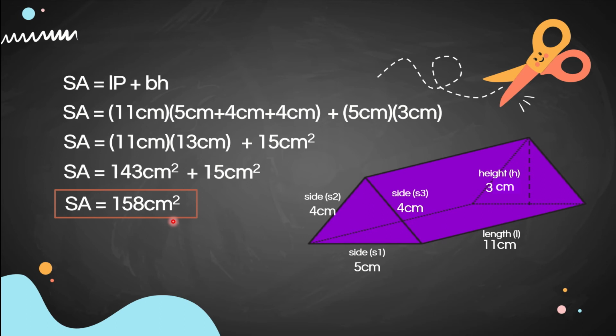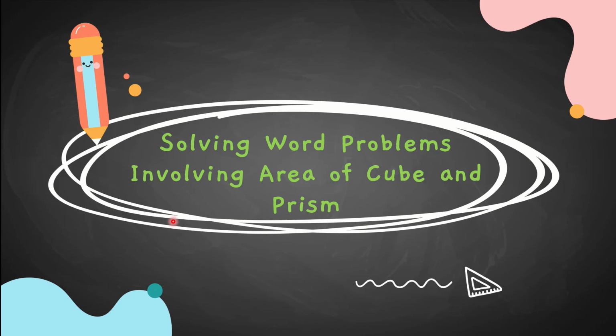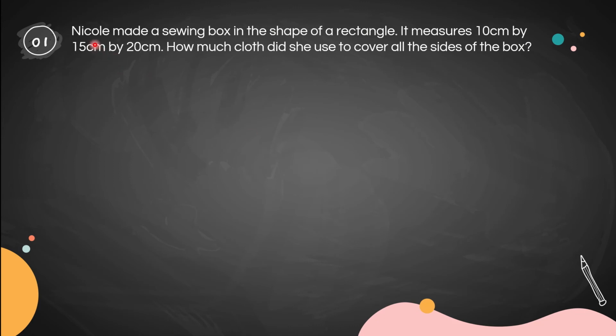Let us now solve word problems involving the area of cubes and prisms. Nicole made a sewing box in the shape of a rectangular prism. It measures 10 centimeters by 15 centimeters by 20 centimeters. How much cloth did she use to cover all the sides of the box? So to solve the given problem, all you have to do is to use the UPS. U is to understand, P is to plan, and then S is to solve. So let us now understand the given problem by knowing what is asked and what are given.